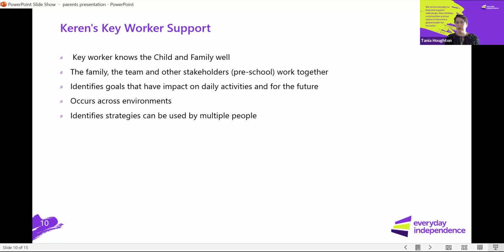And Keren was also working on strategies that could be used by multiple people, so utilising the skills around keyword sign and delivering some professional development for team members so that a wide range of people knew how to support Sebie.